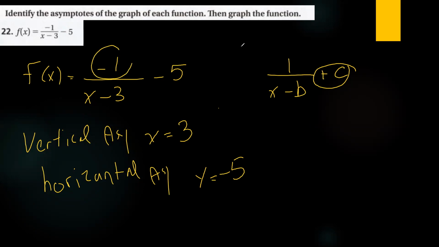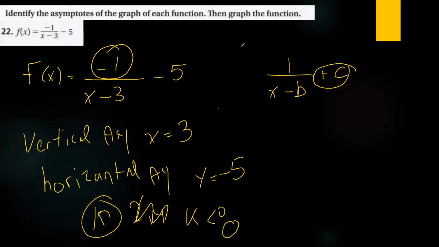Now, from k, where should I draw my curves? In which quadrants? Who can tell me now? Quadrant 2 and 4. Yes, quadrant 2 and 4. Since k is less than 0, I am in quadrant 2 and quadrant 4. After I analyze what I have, I will draw my curves.